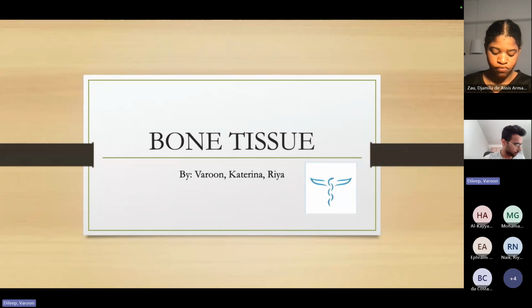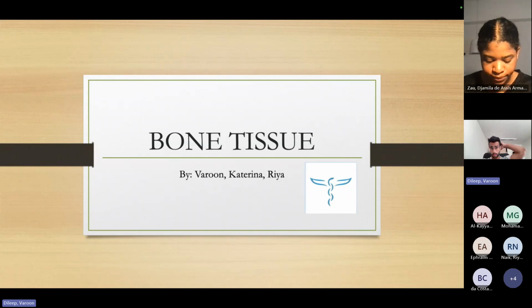All right, guys. So let's begin. Today's topic is bone tissue. Before we begin, I just want to say, for me personally, this topic is more of an understanding type than a memory type. Compared to other topics, where there is more memorizing than understanding, with this topic we will try our best to help you guys understand it.